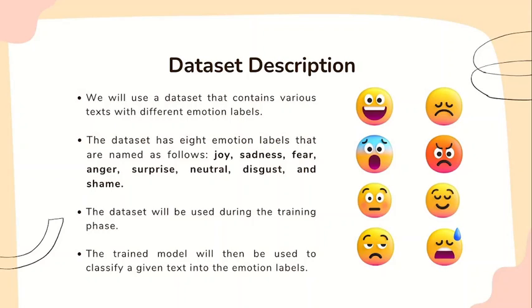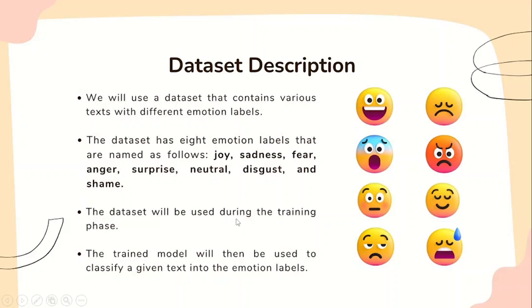First, we'll see what data we have used here. As we have seen, data is the most prominent part of any data science project. So let us first see what dataset I have used in this project. So we will use a dataset that contains various text with different emotion labels. The dataset has 8 emotions: joy, sadness, fear, anger, surprise, neutral, disgust, and shame. So this dataset will be used during the training phase.